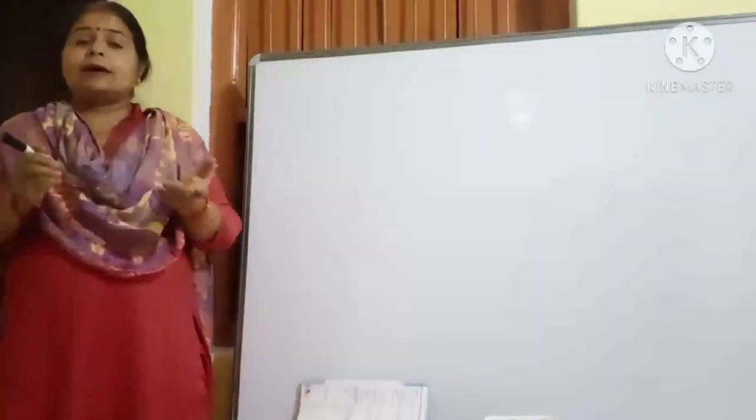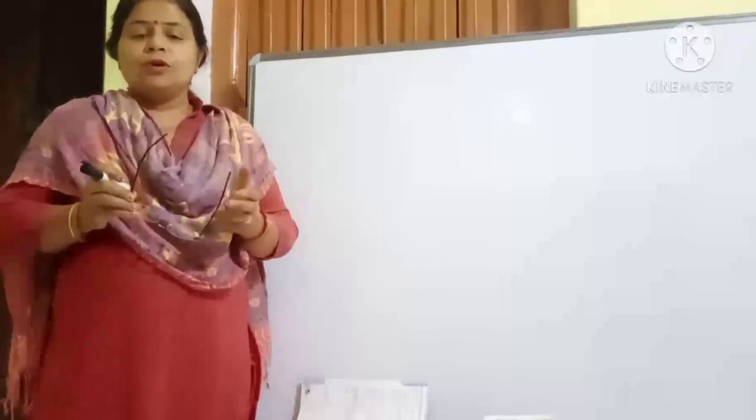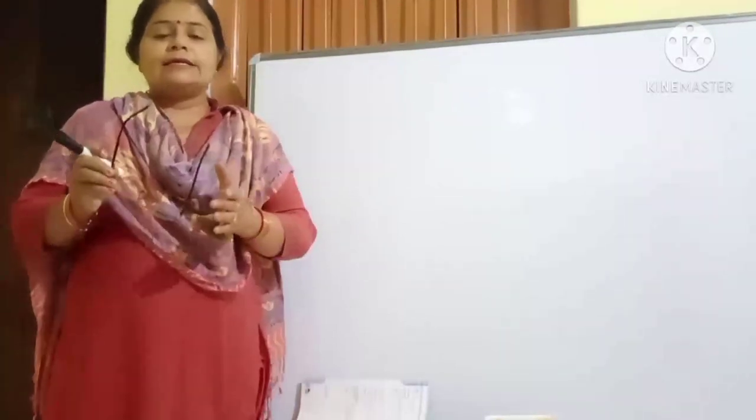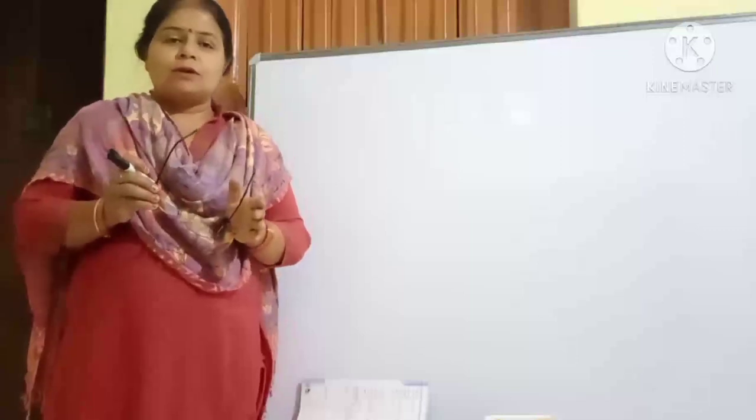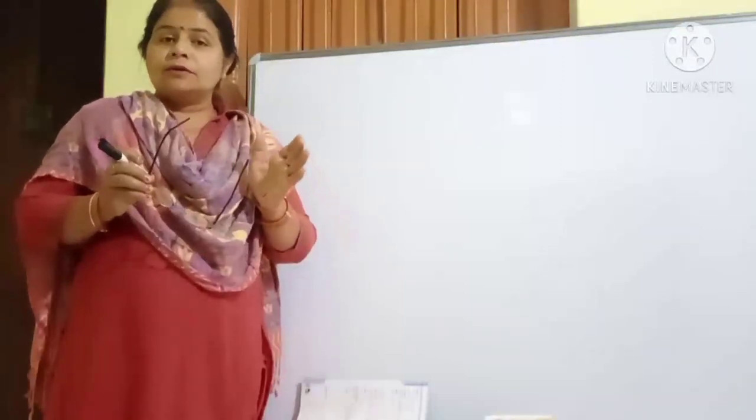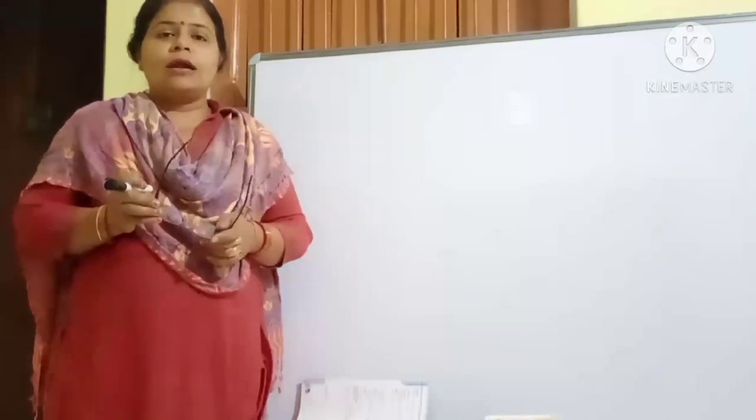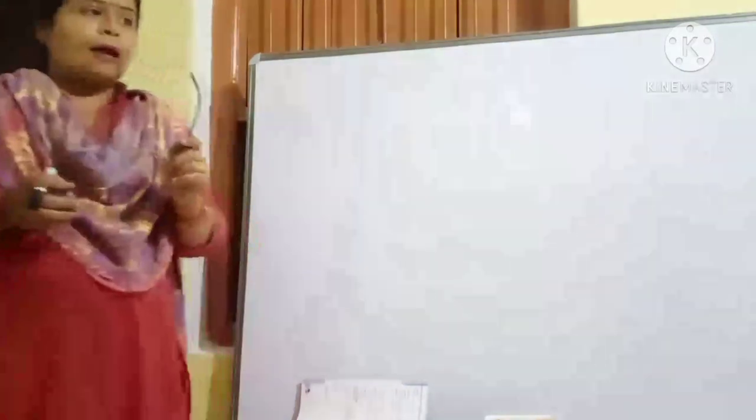What are the examples of 3D objects? Cube, cuboid, cylinder, cone. These are the examples of 3D objects. In your syllabus we only have cube, cuboid and cylinder. Okay, we are going to learn about these objects. Example of right circular cylinder: you will learn in this chapter about the right circular cylinder.